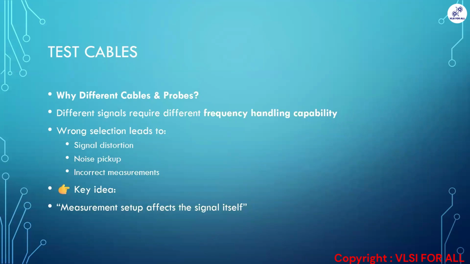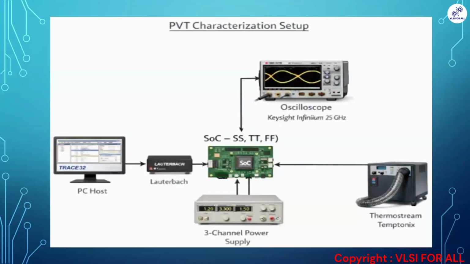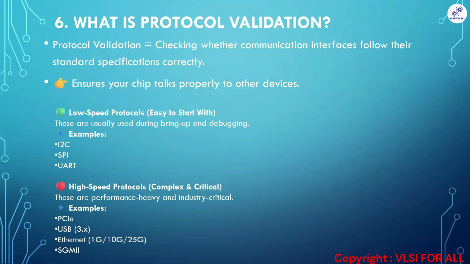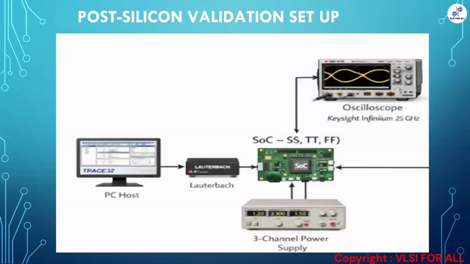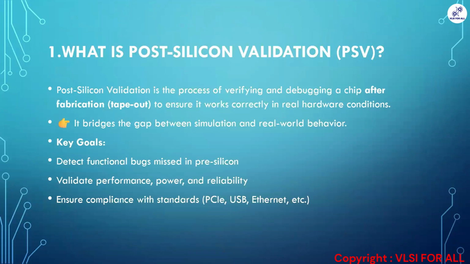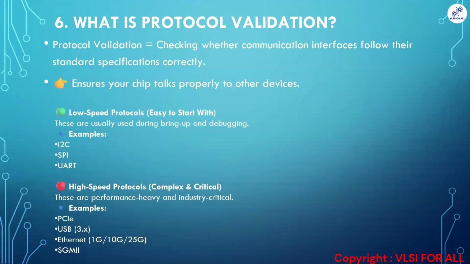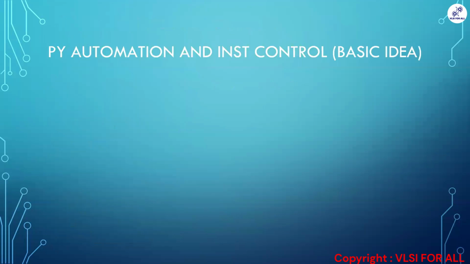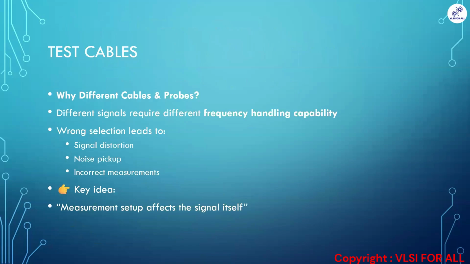We saw in the last class the introduction to post-silicon validation, what post-silicon validation is and its role in the design cycle, what the challenges and industry trends are, what PVT characterization is, and how we do IP level validation. Today we are going to see the IP level of validation, low speed and high speed.